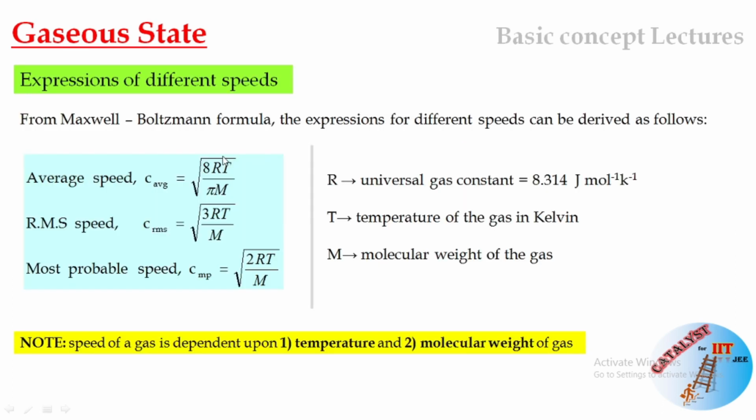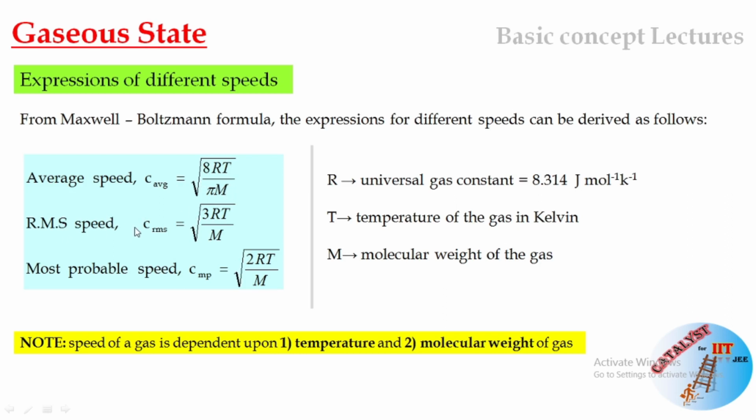As I said before, to determine the average, RMS and most probable speed for a gas, what we need is the number of molecules at different values of speed. We also know that from the Maxwell-Boltzmann formula we can determine this number of molecules. So, from the Maxwell-Boltzmann formula the mathematical expressions for different speeds can be derived, which are shown here. The average speed, or C average, is equal to the square root of 8RT by pi m.